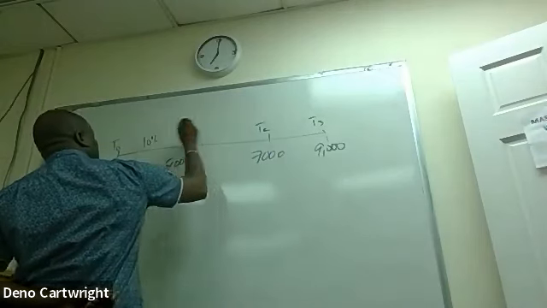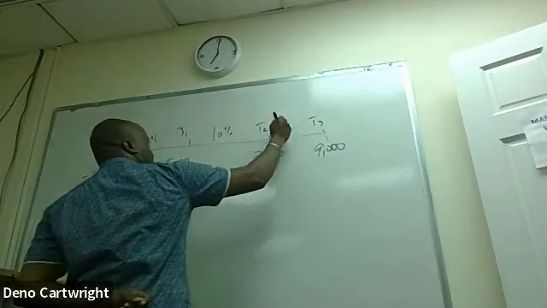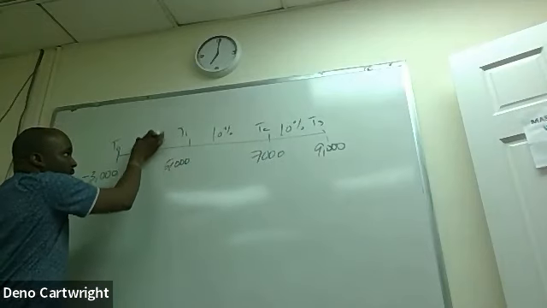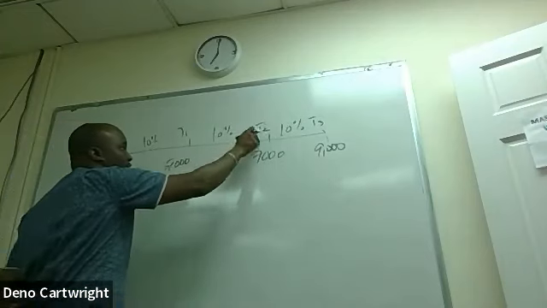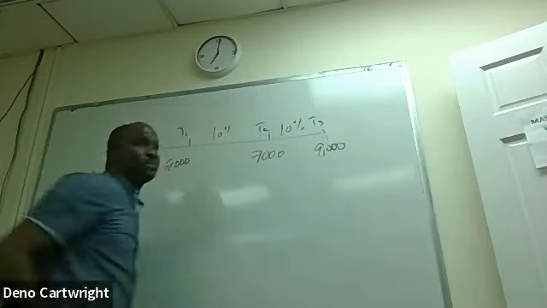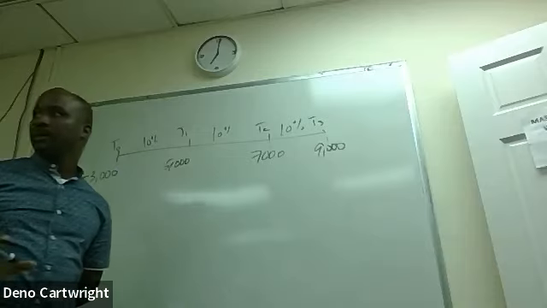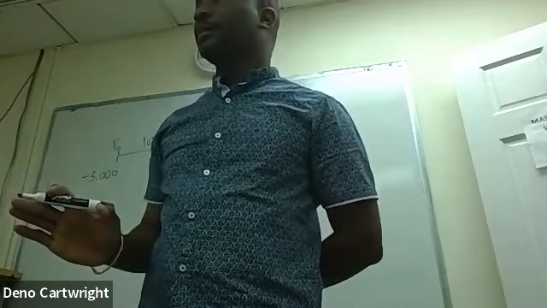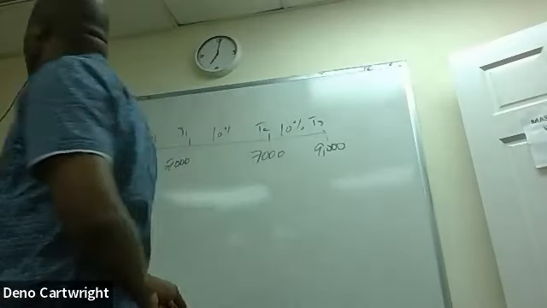You put your 10% right here between these, because between every year, from year 0 to year 1, you get paid 10%. Year 1 to year 2, you get paid 10%. Year 2 to year 3, you get paid 10%. Okay, we good? Are we good?